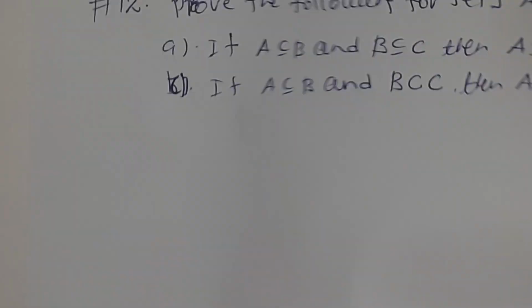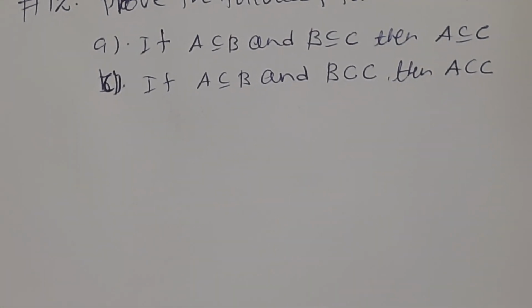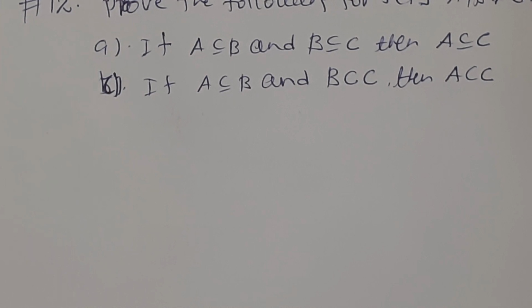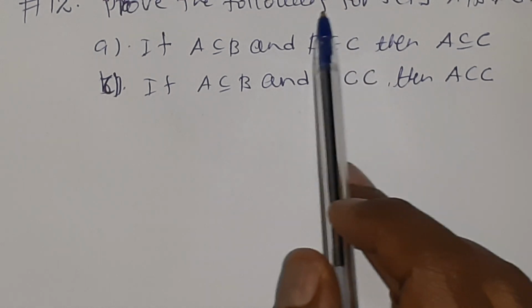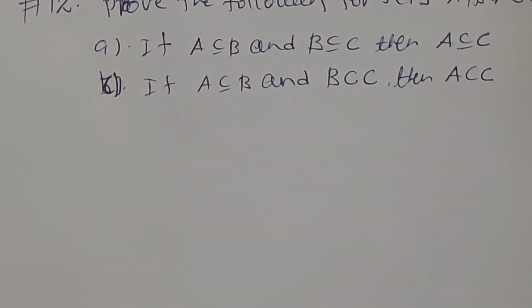Okay, the next question will be question number 12, which is on the second part of the chapter, that is logic and set theory, related to sets. It says prove the following for sets A, B, and C. The first one: if A is a subset of B and B is a subset of C, then A is a subset of C.